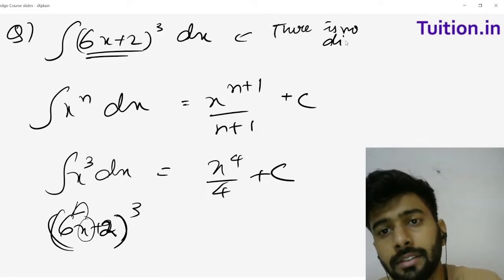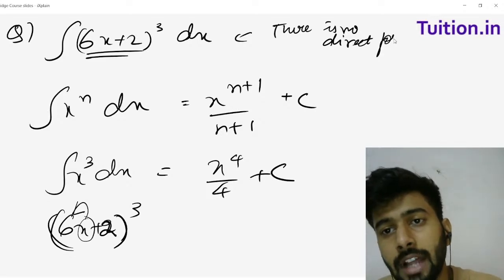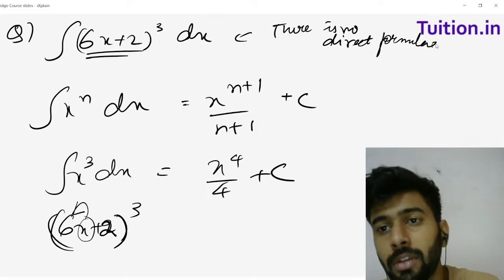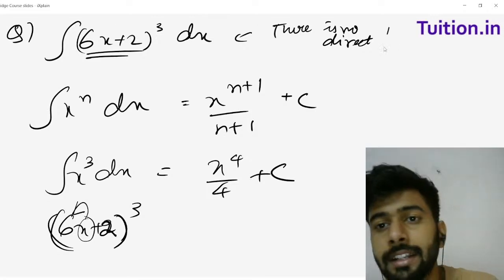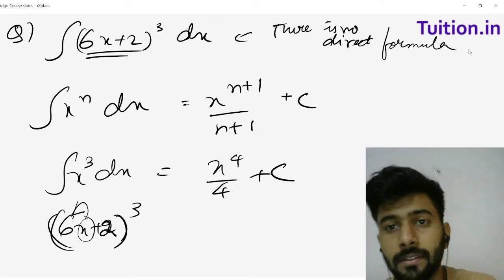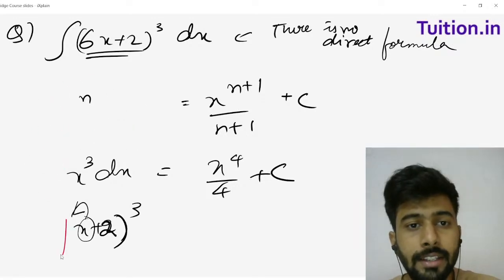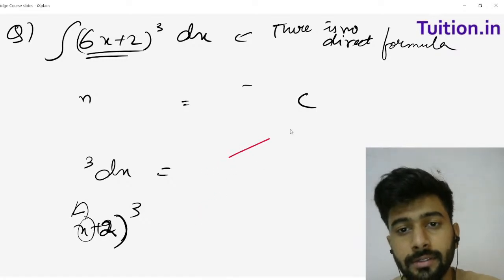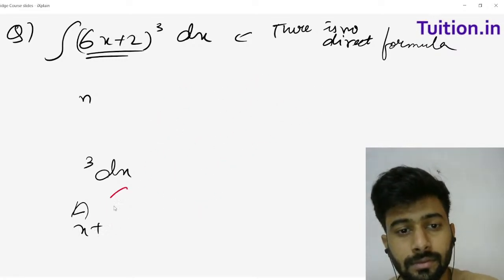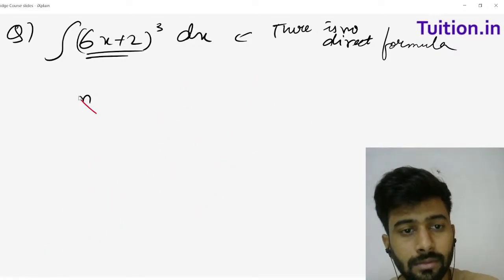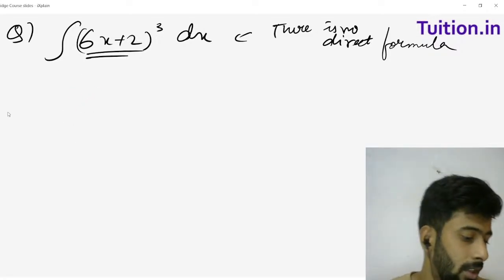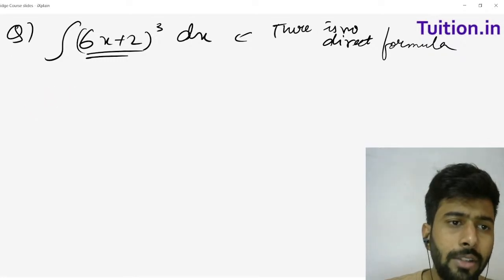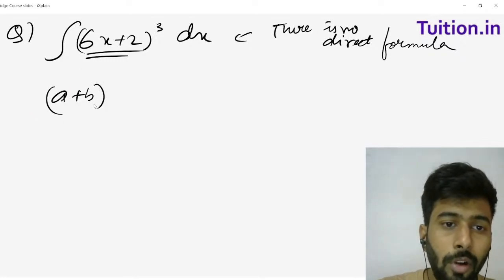Even in the previous problem, that was the problem that we had. We did not have a direct formula with which we could integrate that function. So how will we integrate this function? What will we do about this? Step number 1 is, either you can use the (a plus b) whole cube formula.